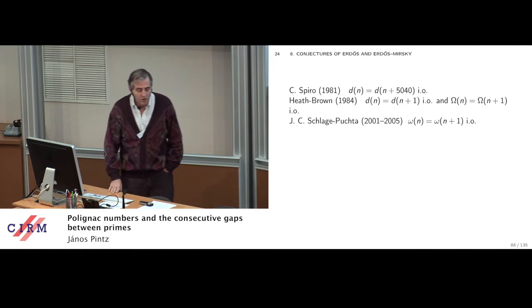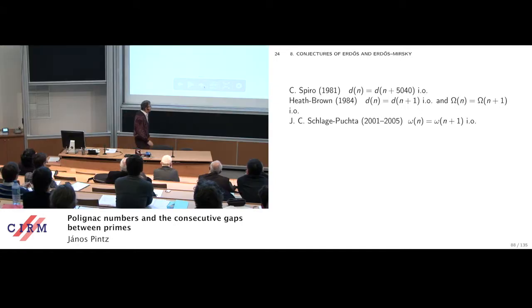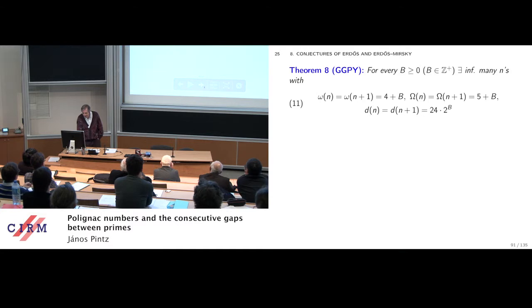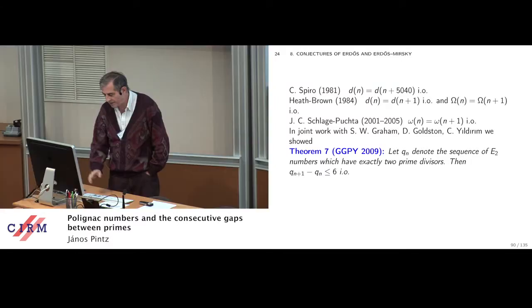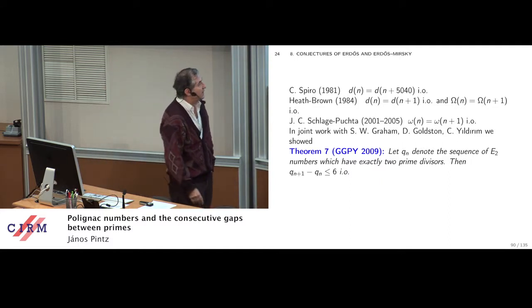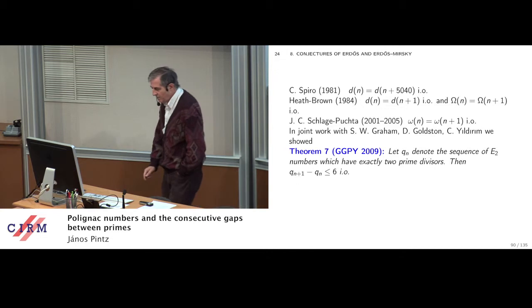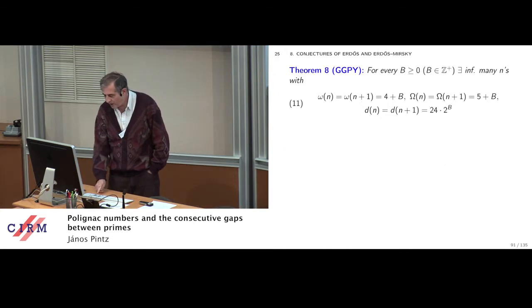And also concerning this parity phenomenon, a disadvantage of these results was that they could not specify the common value of these functions, not even the common parity of these functions. And now it turned out that we worked out a method which works for semi-primes, and we could prove with Sidney Graham that semi-primes are at distance at most 6 apart.